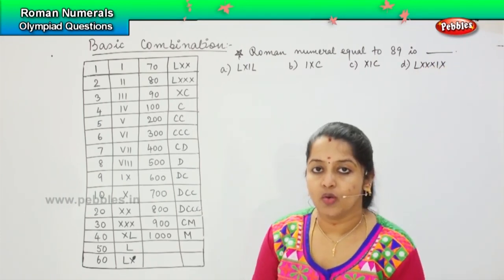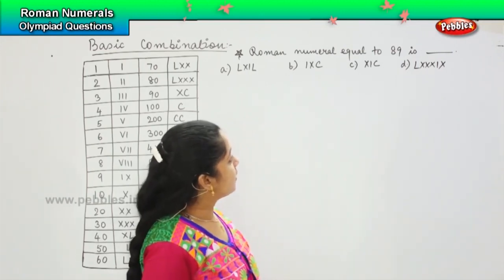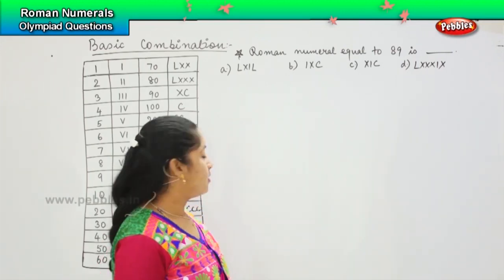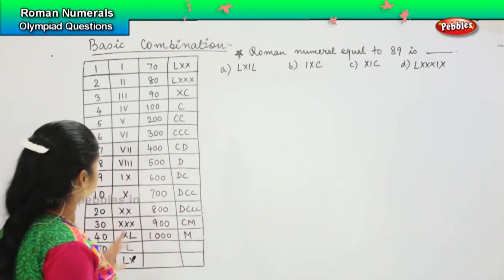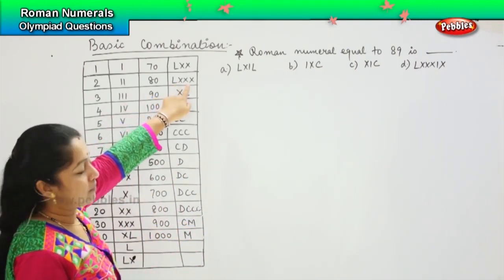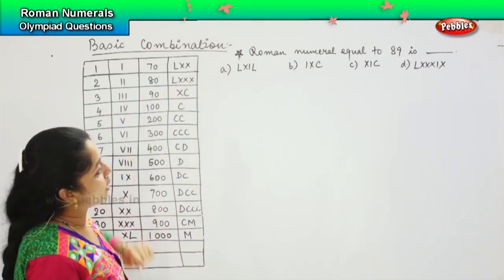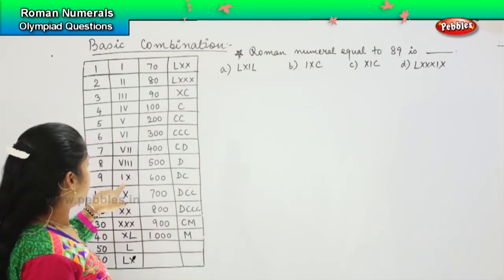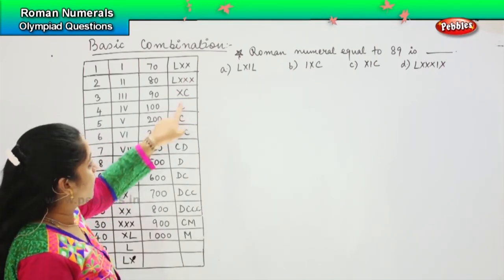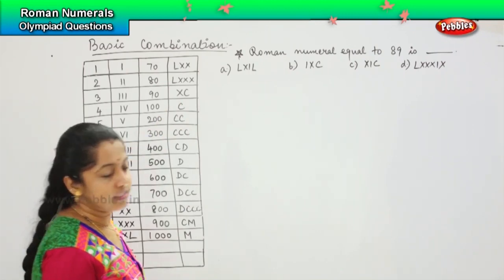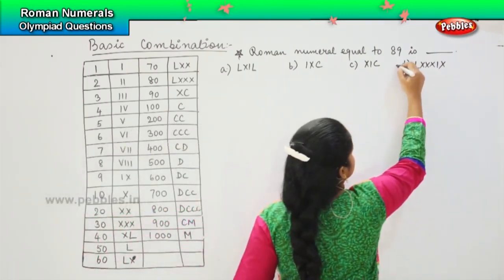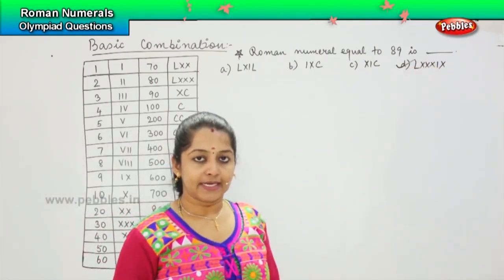Okay. So now they have asked us to convert the value of 89. What is the value of 80, children? See here, it is LXXX, right? And what is the value of 9? It is IX. So it will be LXXXIX. That is option D. Clear?